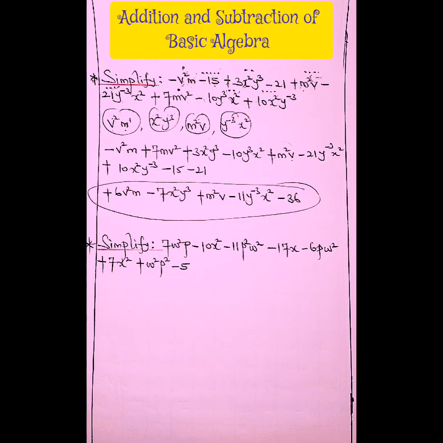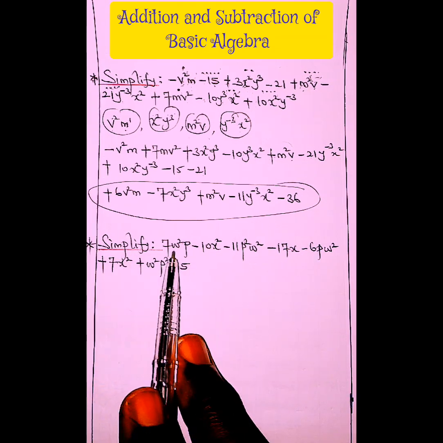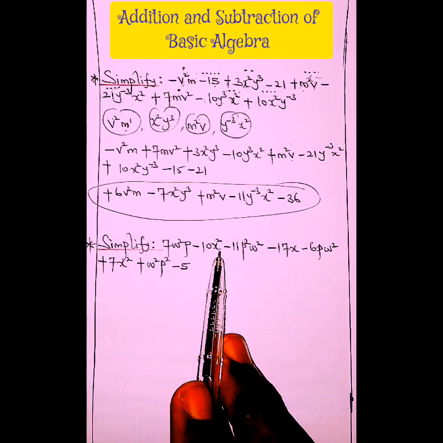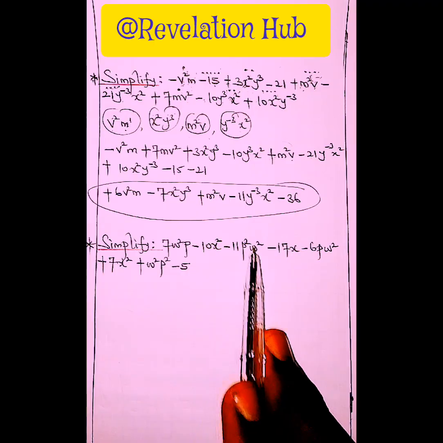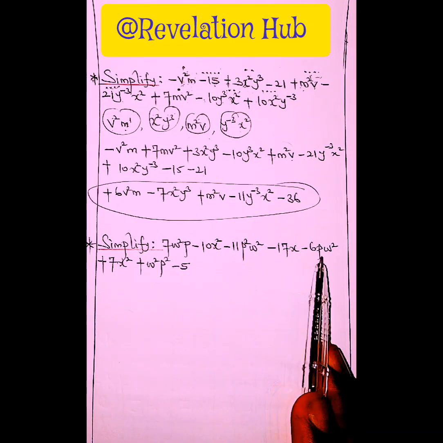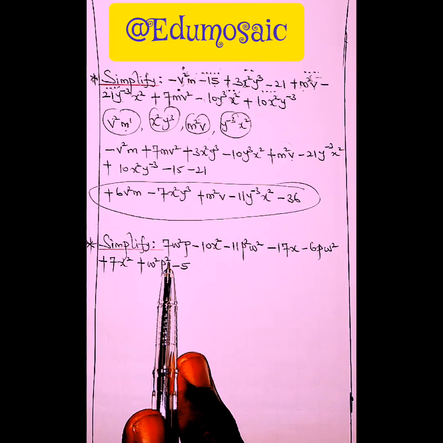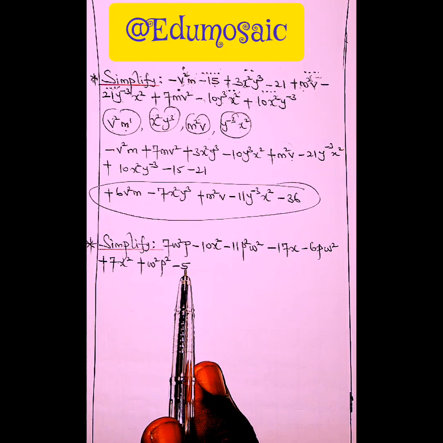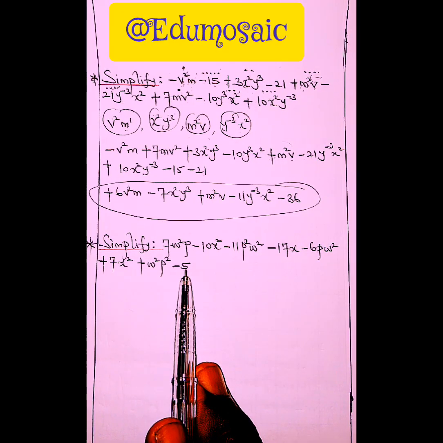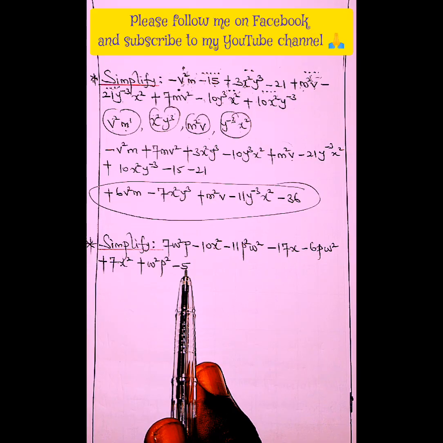Okay, here was the second question we are given. We are asked to simplify 7w squared p minus 10s squared minus 11p squared w squared minus 17x minus 6pw squared plus 7s squared plus w squared p squared minus 5. So this was the second question we were given, in our previous lessons and take home.